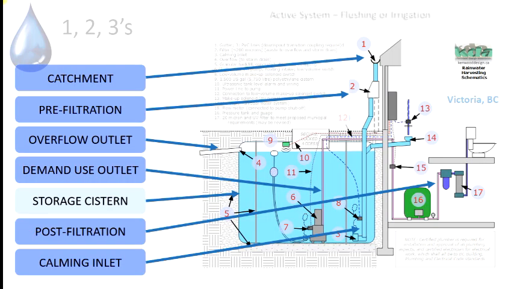Most systems will have something very similar. So catchment area, pre-filtration, there's an overflow outlet, demand use outlet again. The pump is pumping it out here. Sometimes that could be gravity. Demand use could be gravity, just going into a rain garden or something. In this case, there's post-storage filtration, and that is so that the water is suitable to be used in the toilet mechanism, and there won't be little pieces in there that are going to get caught in the mechanism and cause it to not work well. And again, the calming inlet.